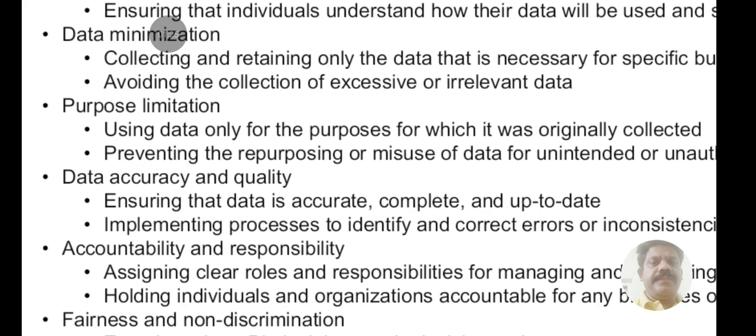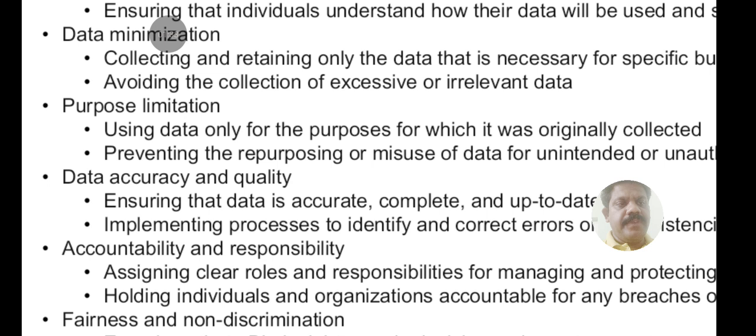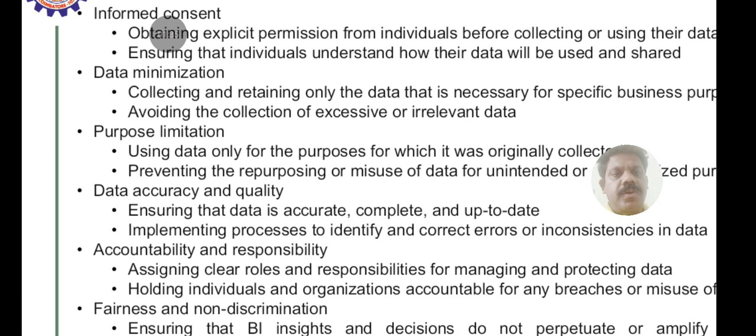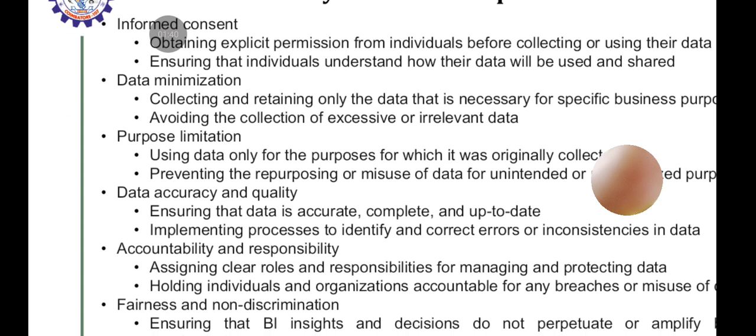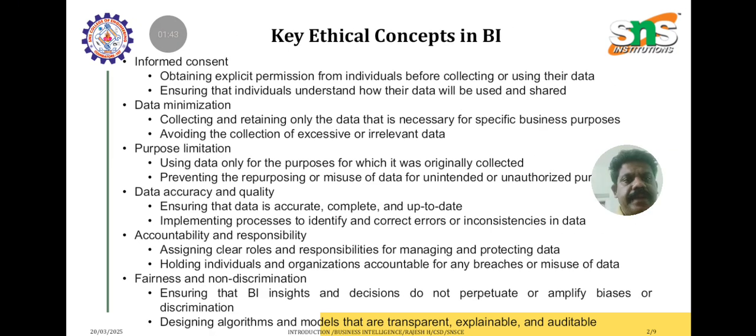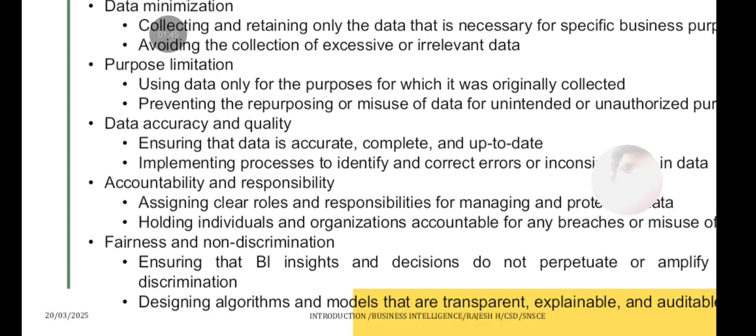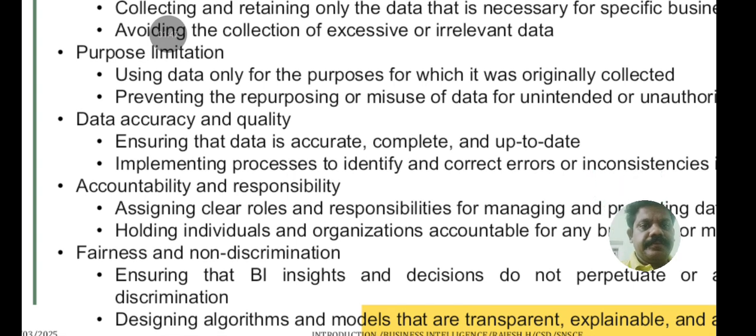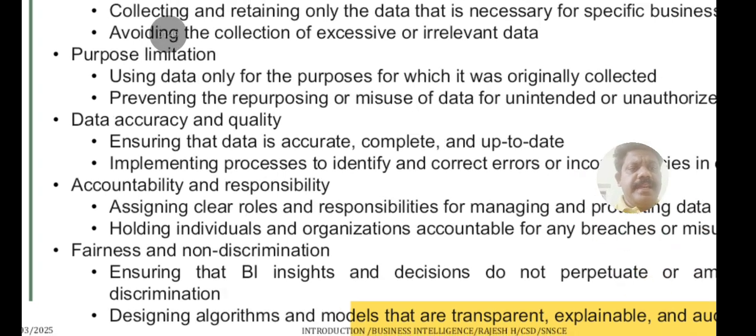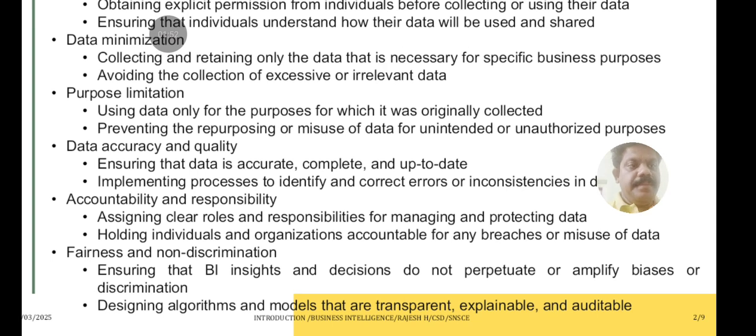And the another fifth point is accountability and responsibility. It is a process of assigning the clear roles and responsibilities for managing and protecting data, also holding the individuals and organizations accountable for any breaches or misuse of data. And the final one is fairness and non-discrimination. So ensuring that BA insights and decisions do not perpetuate or amplify the biases or discrimination, and it is to designing algorithms and models that are transparent and explainable and auditable.